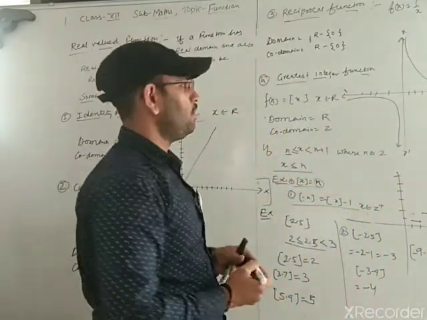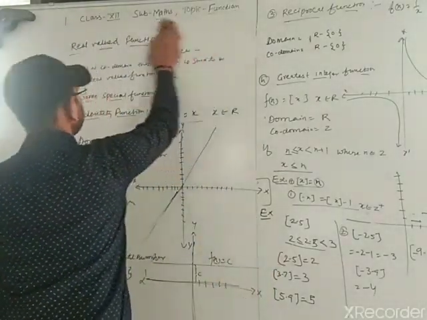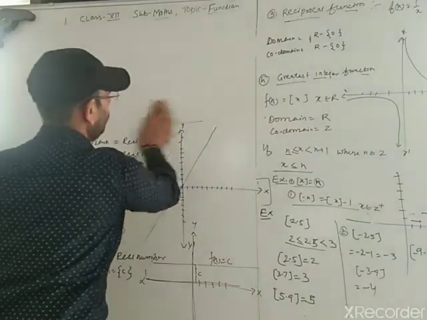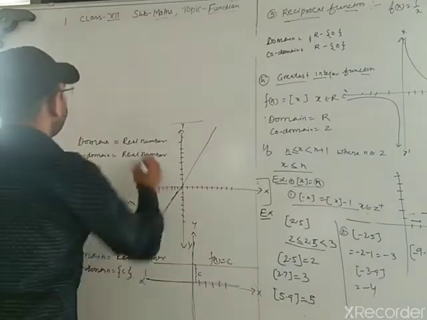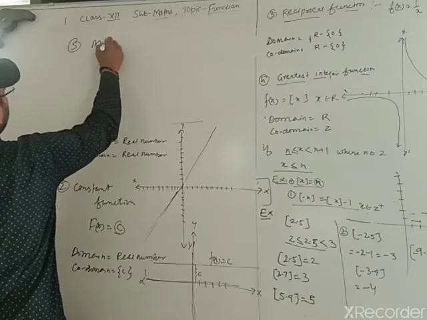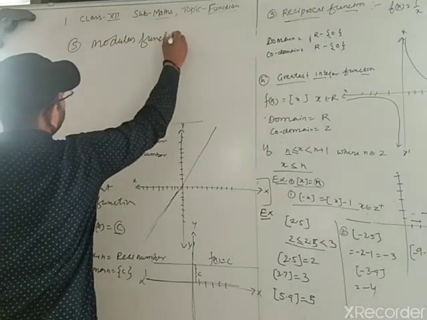Next is the remaining modulus function. The last is modulus, and two are remaining: the exponential function and the logarithm function. That we will discuss in the next video. Now our fifth function is the modulus function.